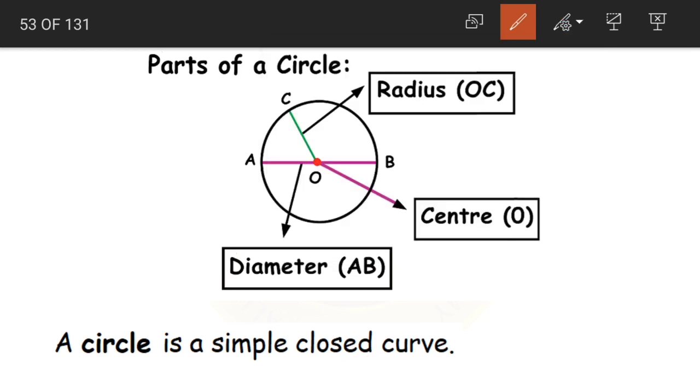Now what are the parts of a circle? We have radius, center and diameter. What are the parts of the circle? We have radius, center and diameter. Now what is this radius and what is this center?